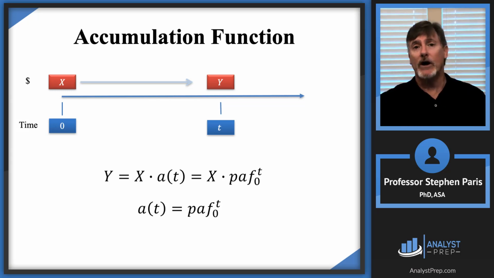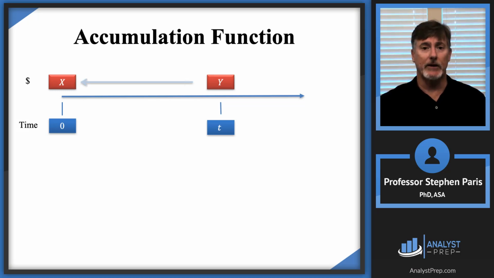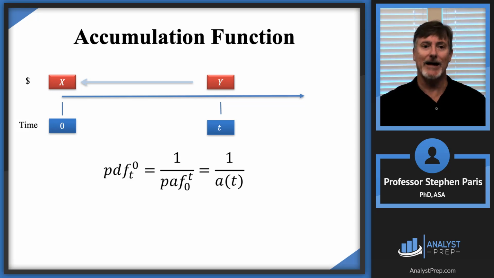Now, what if I was discounting instead of accumulating? What if I knew the dollar amount Y and I wanted to discount that back to time 0? Well, we know then that I would need to use the periodic discount factor from time t back to time 0, and we also know that that's just the reciprocal of the periodic accumulation factor from time 0 to time t. In other words, now that we have an accumulation function, it's just the reciprocal of the accumulation function.